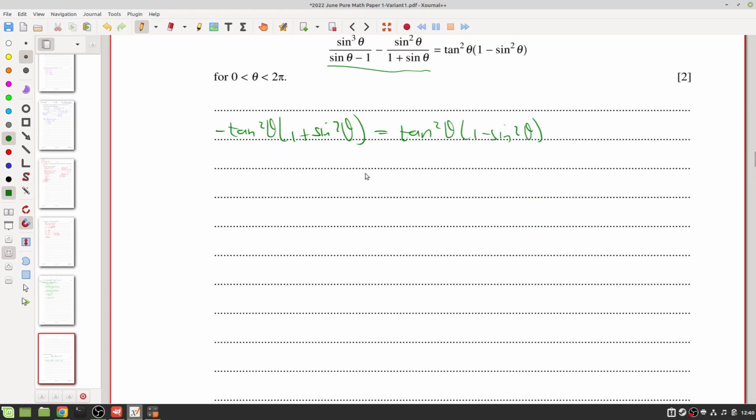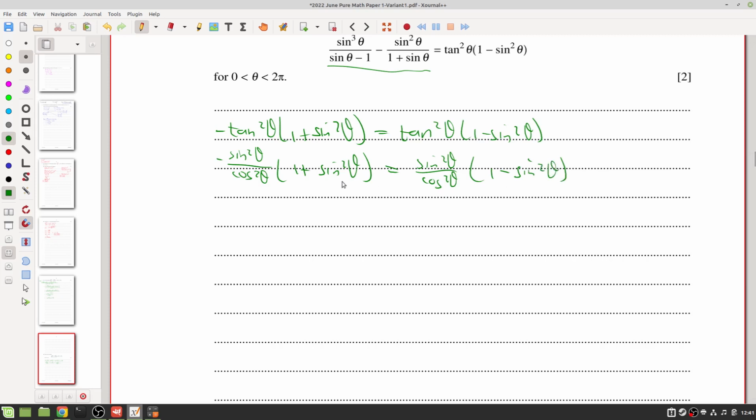Okay, so let's change the tan into sine over cos. That's also a very natural, normal thing to do. So negative sine squared over cos squared, 1 plus sine squared, equals, and here we've got sine squared over cos squared, times 1 minus sine squared. That looks like a 3 and not an S, sine squared.